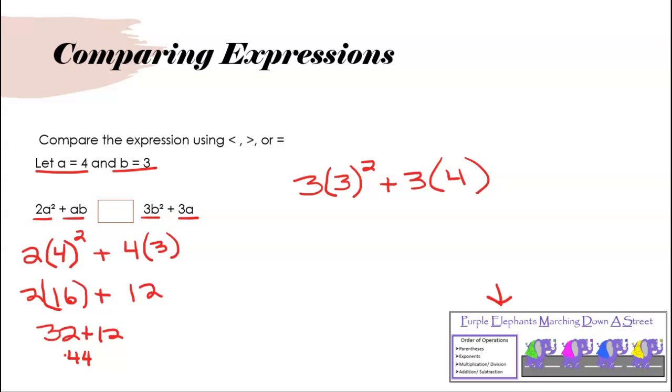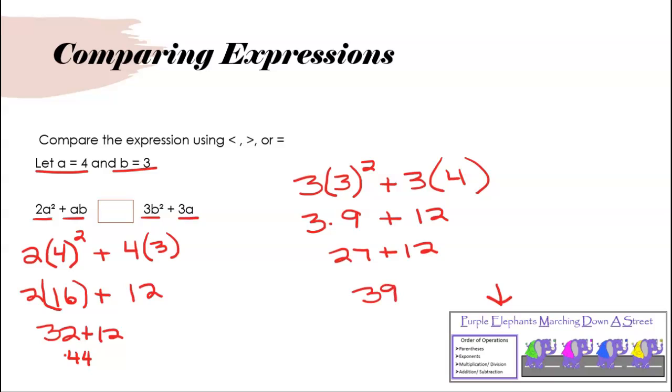So let's do our exponents first. 3 squared is 9. That's 3 times 9 plus 3 times 4 is 12. We'll stop multiplication here. 3 times 9 is 27 plus 12. What is that? 39.